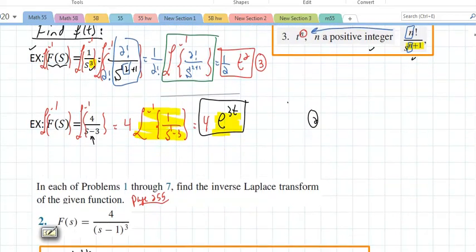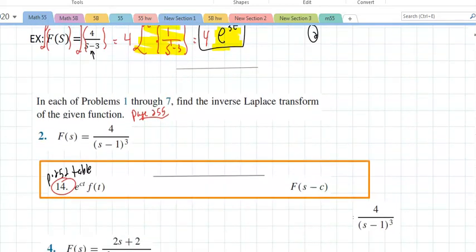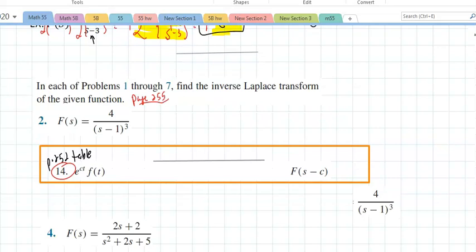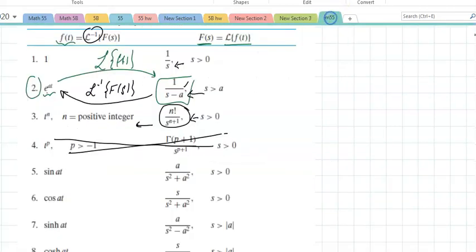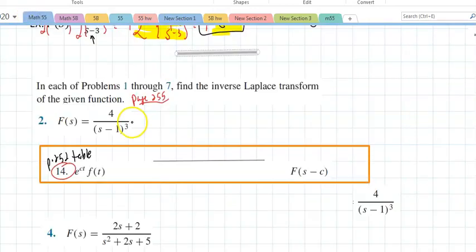I'd like to look at some examples from the book. I want to start off with problem number, and I copied this down. I want to start with number 2. Now, if I look at this table and I'm glancing at it and how this is done, so this we're going to ignore completely. I'm looking at something raised to a power and s minus a.